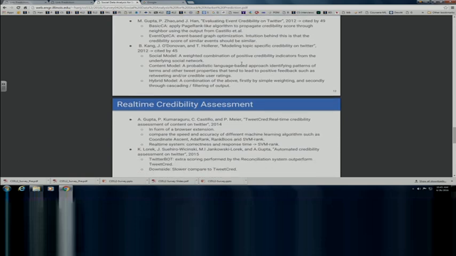Also, there is a paper that introduced three models: the social model, the content model, and a hybrid model combining these two models.